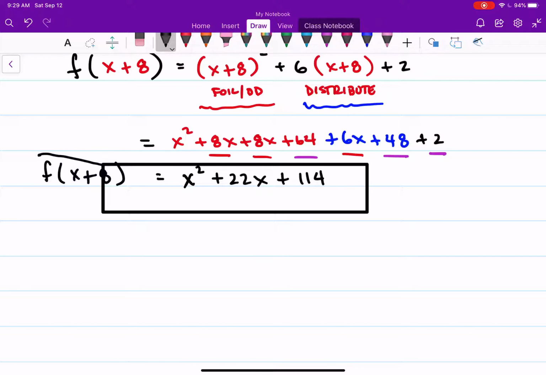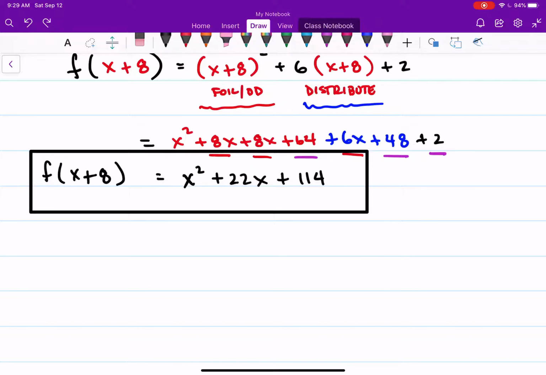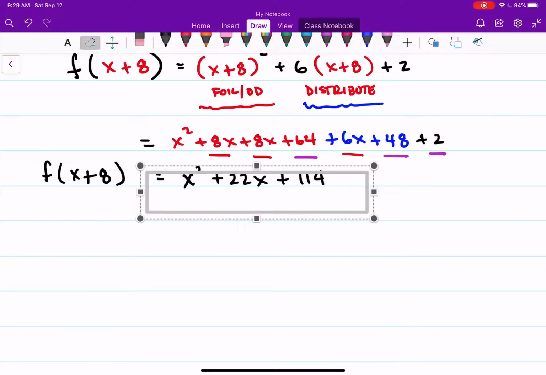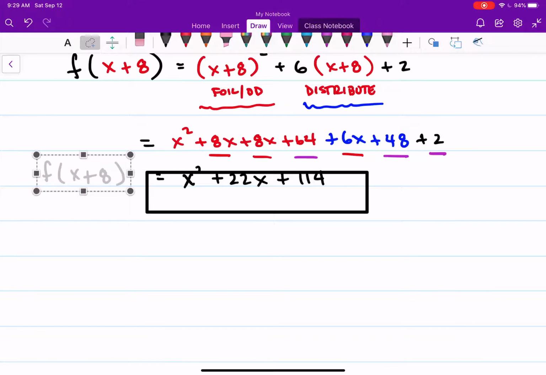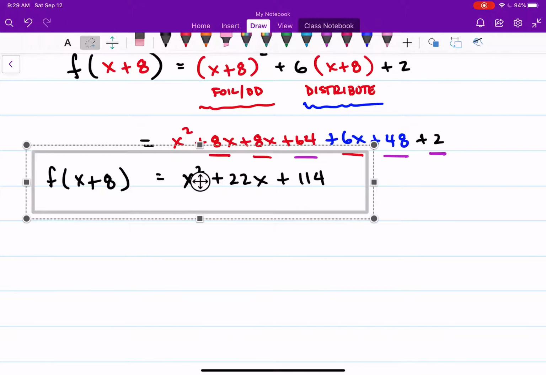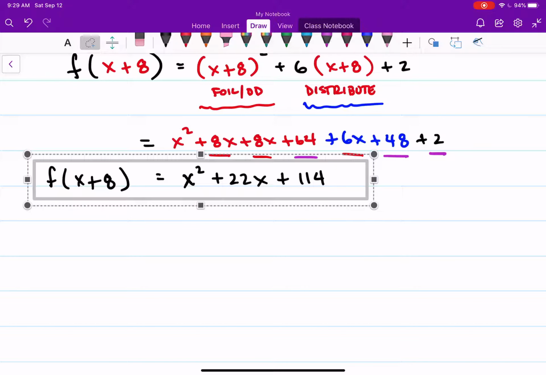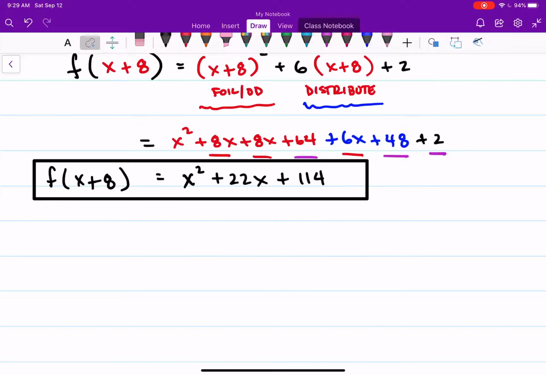Okay, let's try this. Bring this down just a tad. All right, there we go. Okay, so that would be my answer right there. Not too shabby so far?